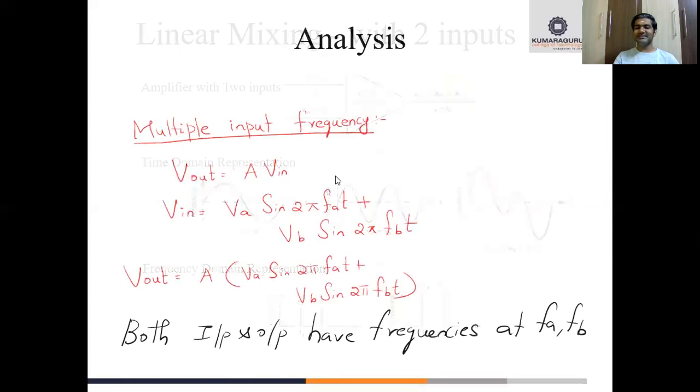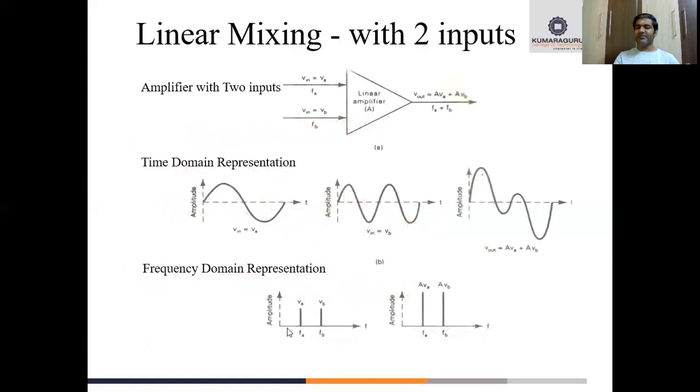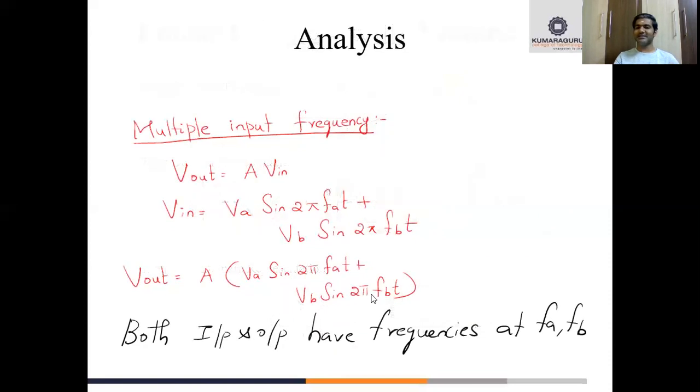And here the analysis is simpler. V out is A times V in. You know V in is the addition of two signals: VA sine 2 pi FA t plus VB sine 2 pi FB t. And V out is the gain times your input: A times (VA sine 2 pi FA t plus VB sine 2 pi FB t). So here also, both V in and V out have frequencies at FA and FB. If you see the representation, you have your components at FA and FB. That is my analysis.